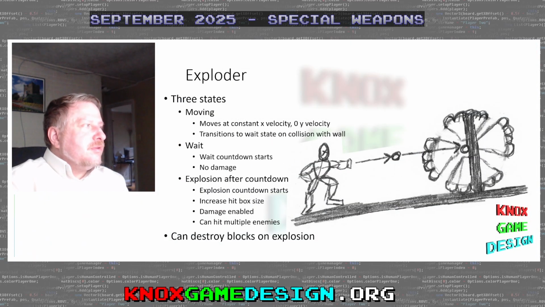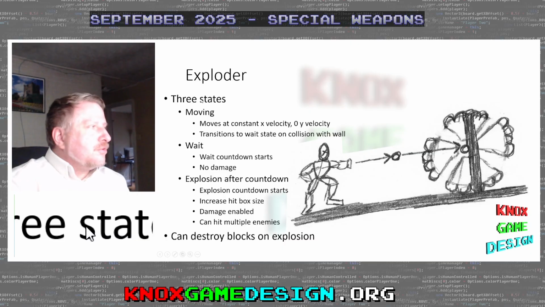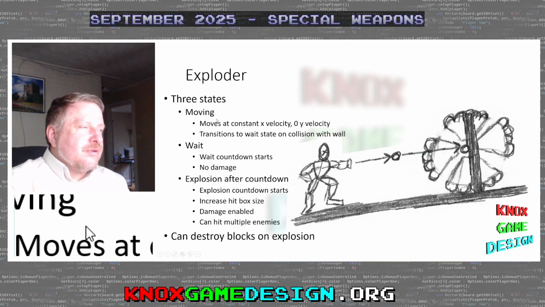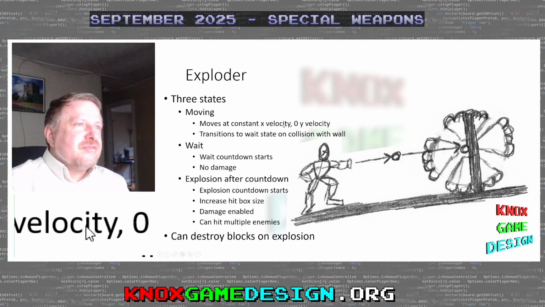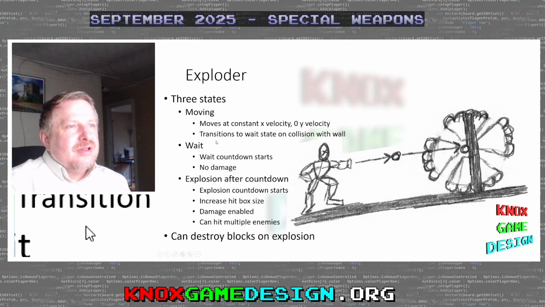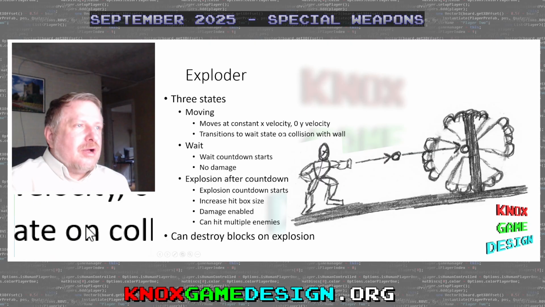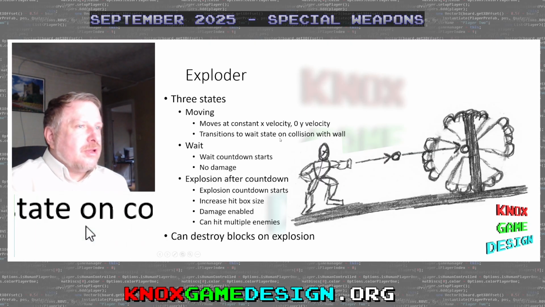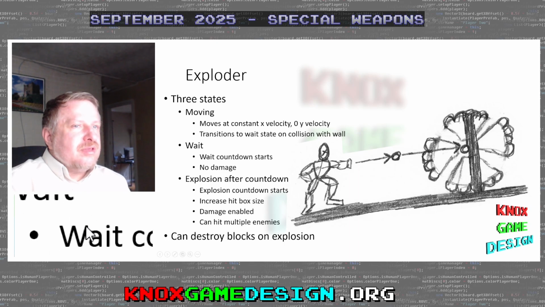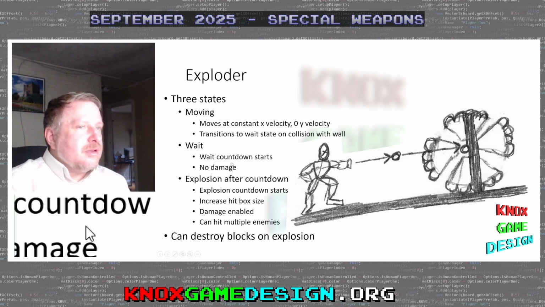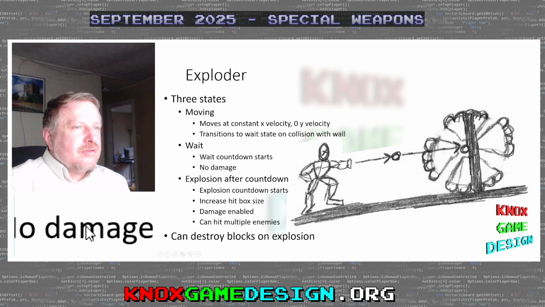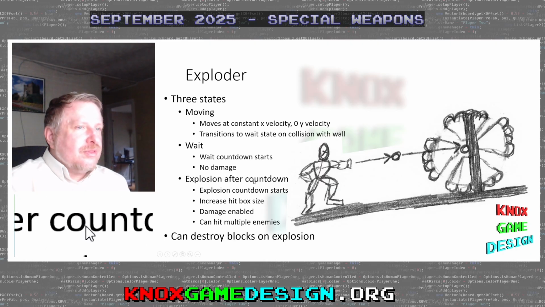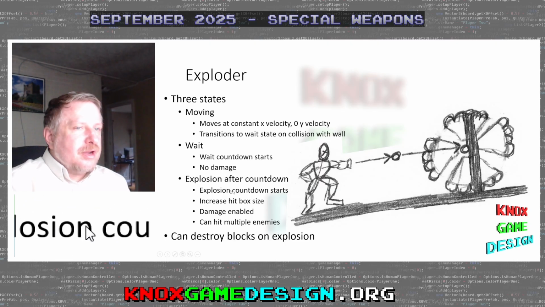And the last weapon is the exploder. So the exploder is going to have 3 states. The first state's moving, similar to the buster. The normal weapon is going to move at a constant X velocity, 0 Y velocity. When it collides with a block or a wall, it's going to transition to a wait state. In the wait state, the wait countdown begins, no damage. Then it's going to explode after that countdown expires.